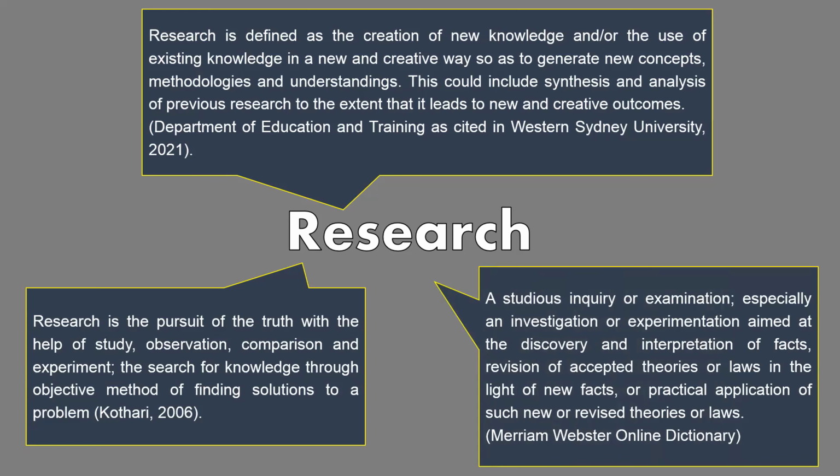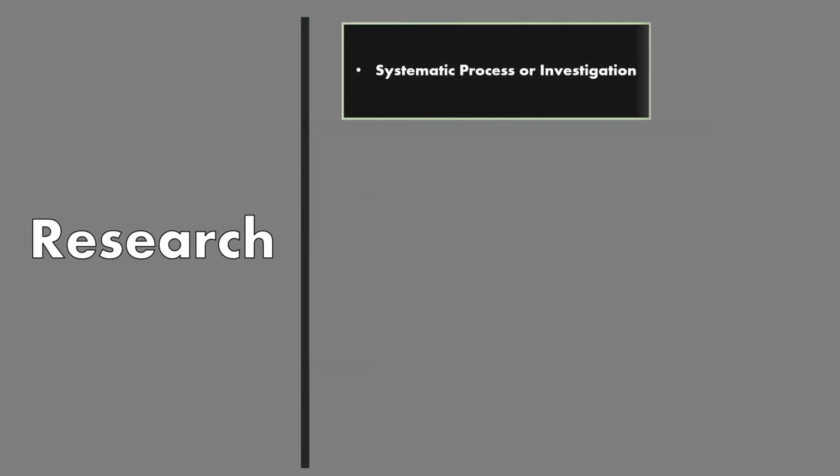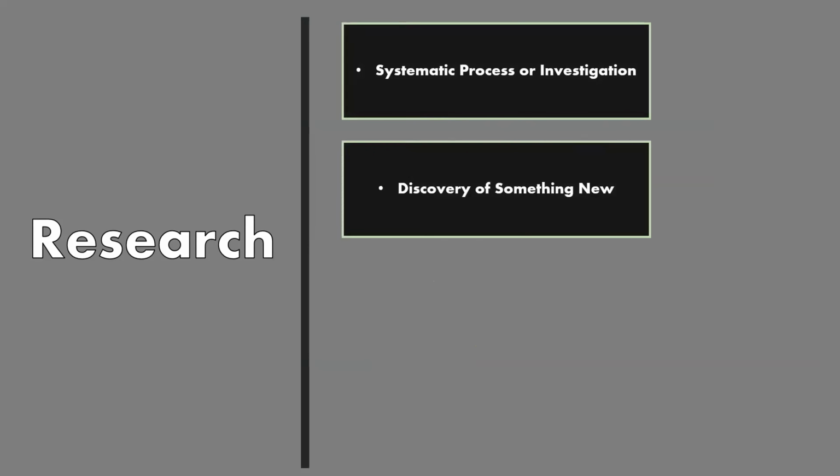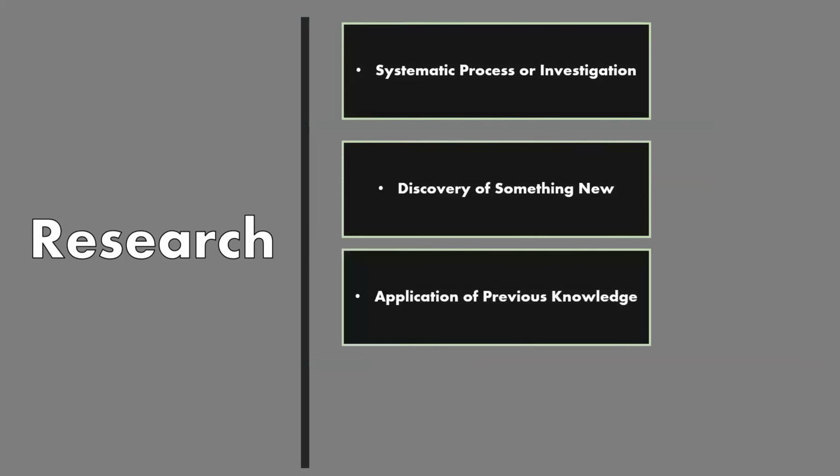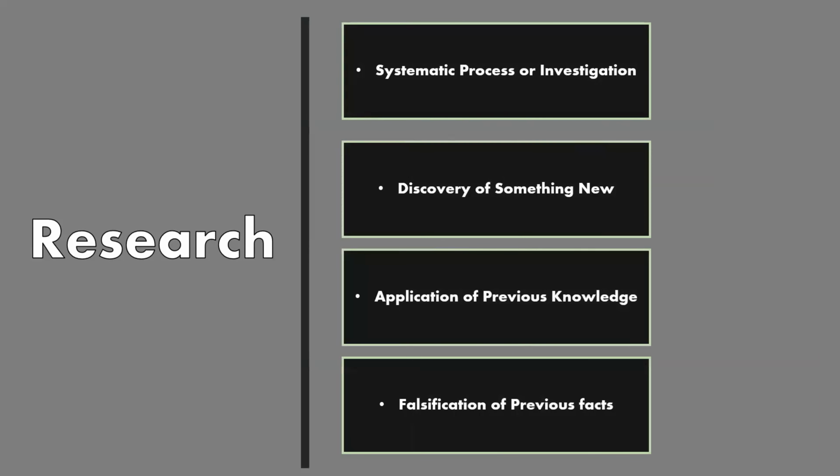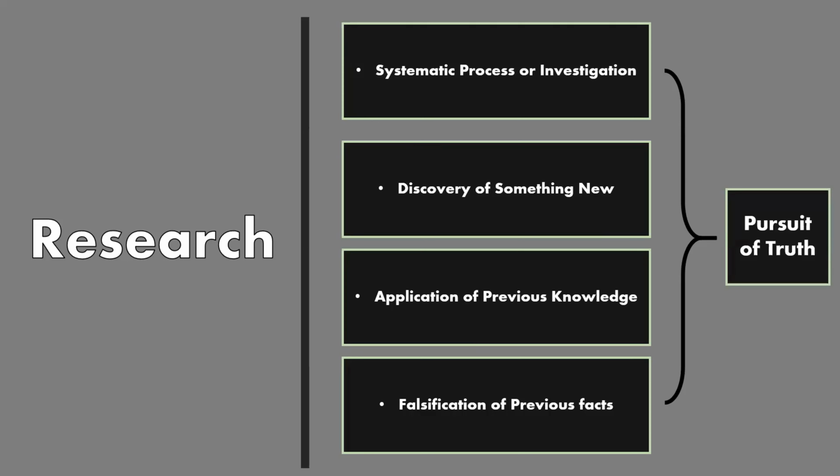That seems complicated. However, let us try to define research on our own based on these definitions. In summary, research is a systematic process or investigation, a discovery of something new, the application of previous knowledge, and falsification of previous facts. All of this is for the pursuit of truth. Let's explain each of these.